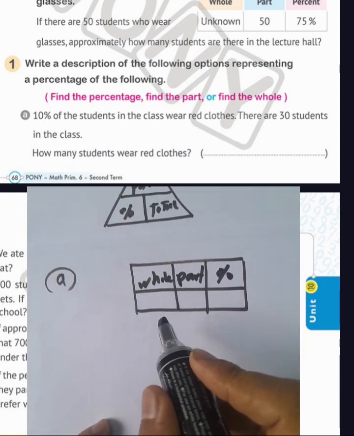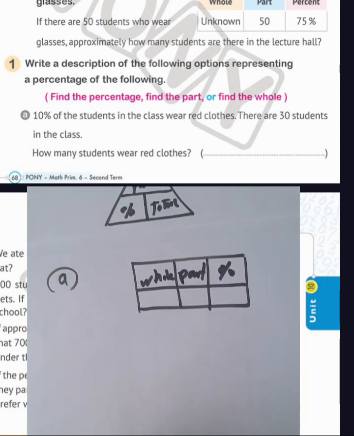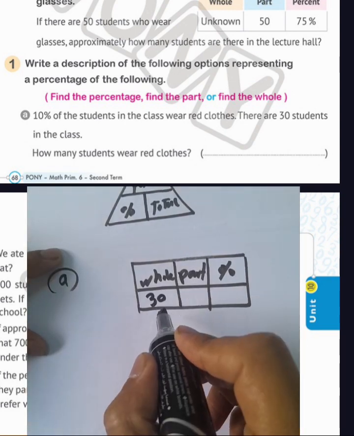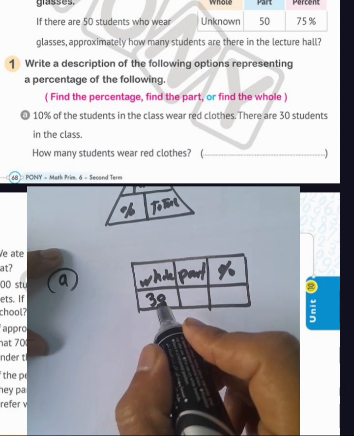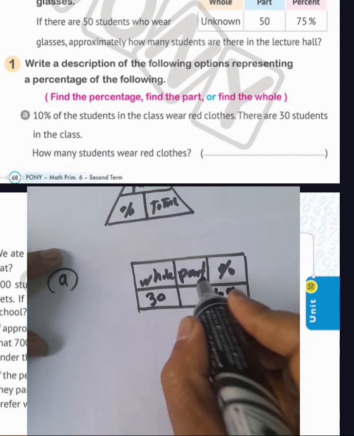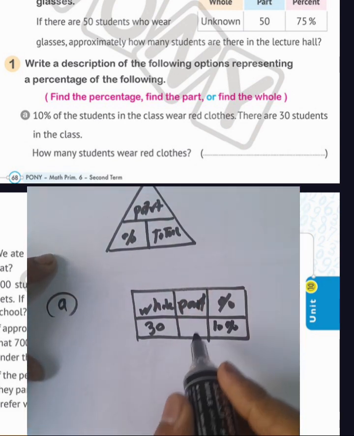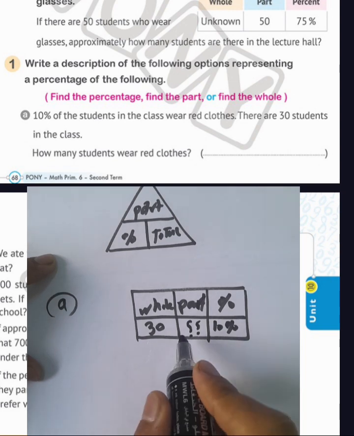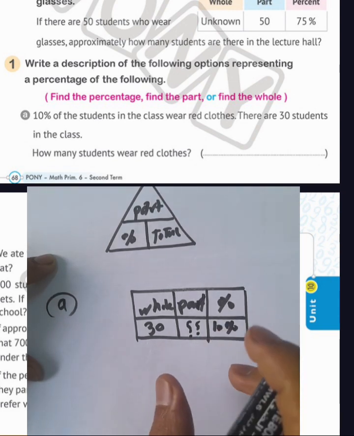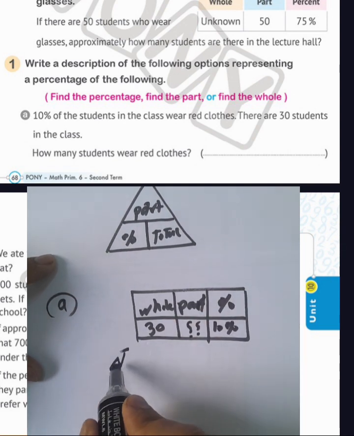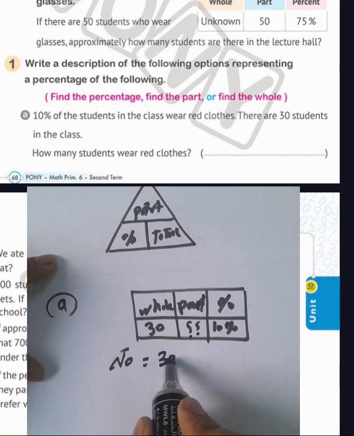Okay, if 10% of students in the class wear red clothes, and there are 30 students in the class, how many students wear red? He gives us the total number, 30, and the percentage, 10%. He wants to find the part. To find the part, you must multiply the percent and the total. Okay, we want to find the part. Part here refers to the number of students wearing red. We can find the product between them.